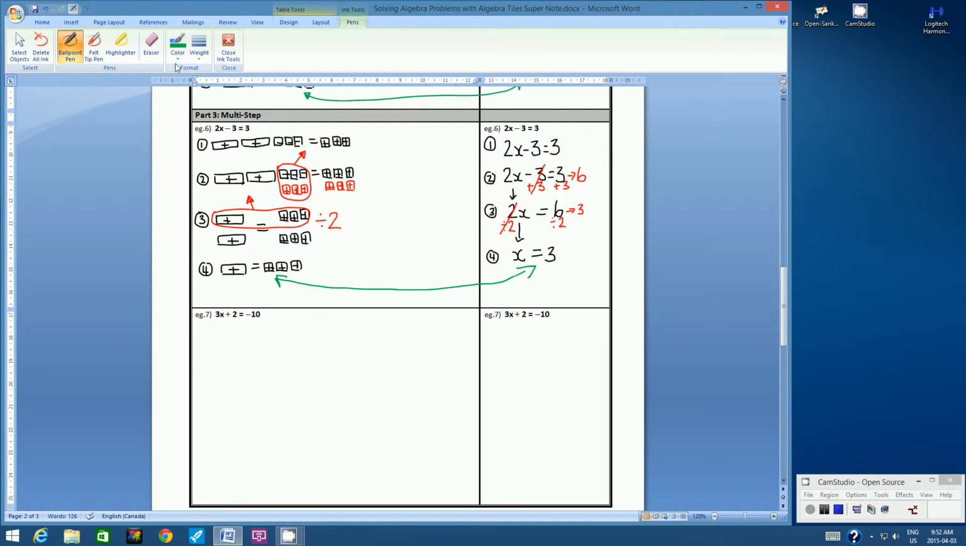Okay, so again, a question combining all of our strategies into one. So let me give you a head start on example 7.